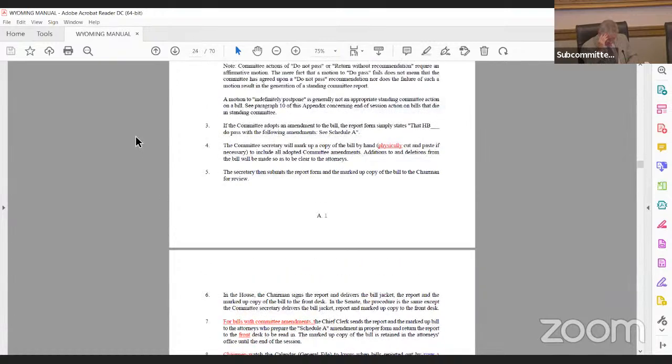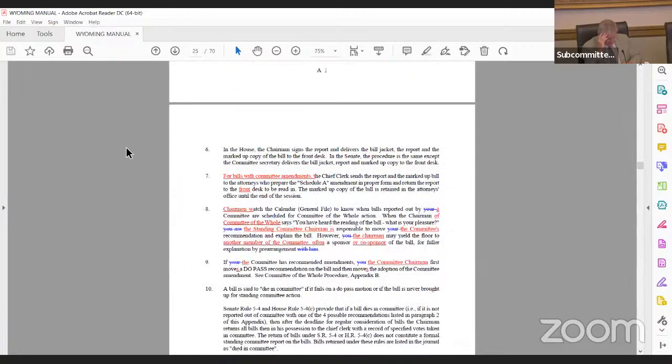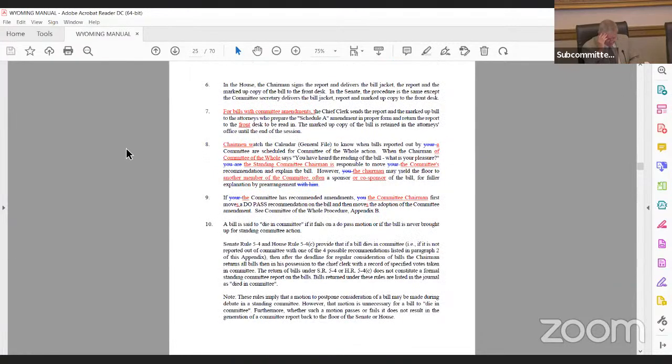On Appendix A, there's just insertion of physically, just a clarification. A2 on paragraph 7, that's just a clarification. Only bills with the committee amendments does the clerk send to the attorneys. If it has no amendments, the clerk just keeps that. On paragraph 8, it's just clarification on which chairman you're talking about, whether it's chairman of the standing committee or chairman of the committee of the whole, and who says what and who does what.